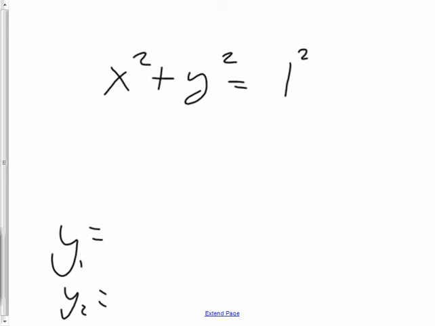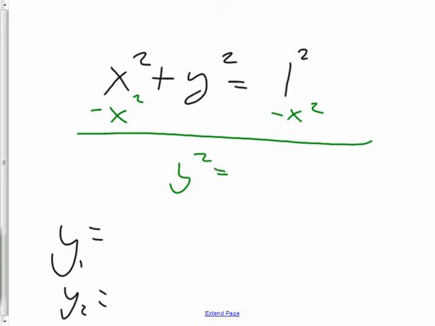Okay, I'm afraid not many people caught it. We'll see. So first step, get y alone. So subtract x squared from both sides. I hope you get that, that's how you start. Now, whether I put x or 1 first, it doesn't matter too much. Okay, I'm going to put 1 squared minus x squared.